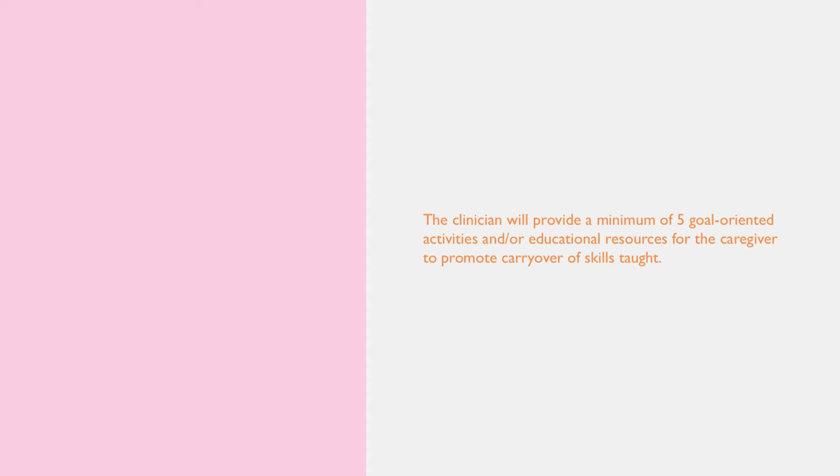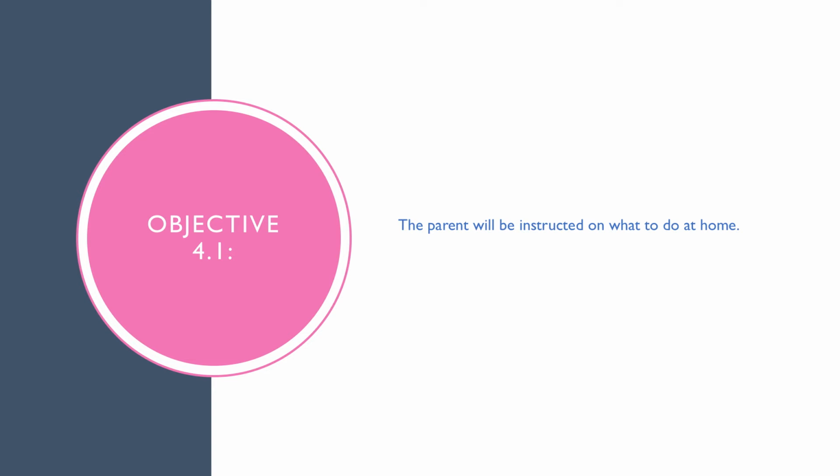Goal 4. The clinician will provide a minimum of 5 goal-oriented activities and/or educational resources for the caregiver to promote carryover of skills taught. Objective 4.1. The parent will be instructed on what to do at home.